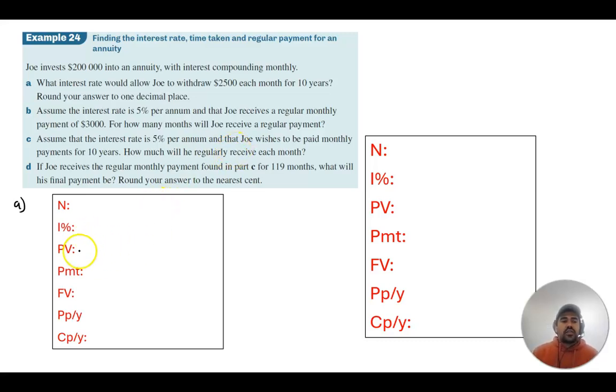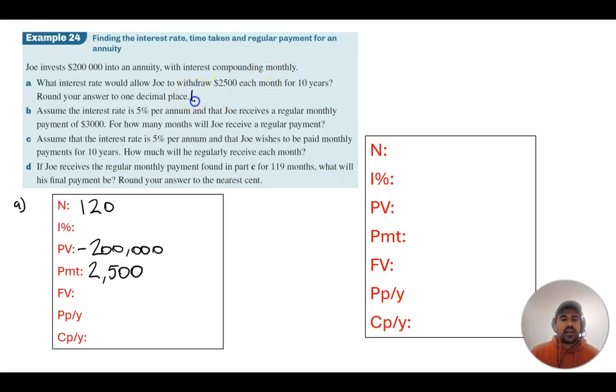So present value is negative. He's giving money to the bank and he's at negative $200,000. Now he is doing a compound monthly amount for 10 years, and what we're trying to look for is what the interest rate is. So there are going to be 120 payments. Now he is withdrawing money. He's taking money away. So the payments being given to him are positive because there's money going into his pocket, and he's taking out $2,500.